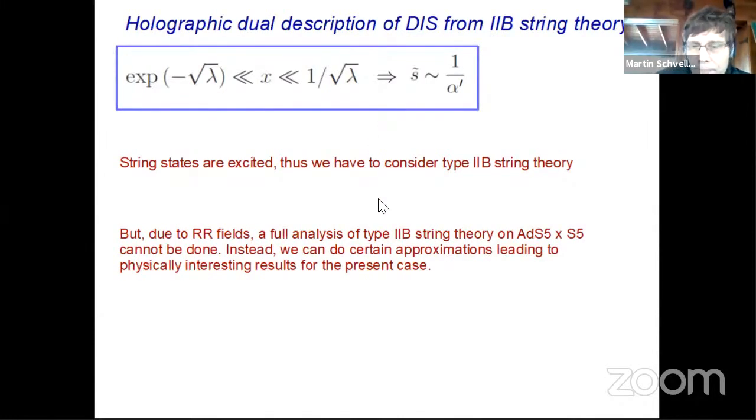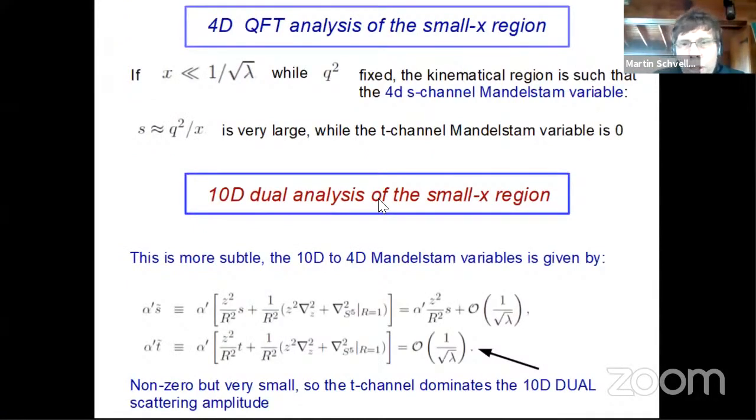So before going to that specific calculation, let me recall that from the pure four-dimensional quantum field theory analysis, this small region corresponds to this parametric region. If you just consider the momentum transfer of the virtual photon fixed, then since this value of x is very small, what you get is that the four-dimensional Mandelstam variable is very large, and if you do a very simple calculation, the T-channel Mandelstam variable gets exactly 0. So basically in this region, for the four-dimensional quantum field theory, what is important is the T-channel.